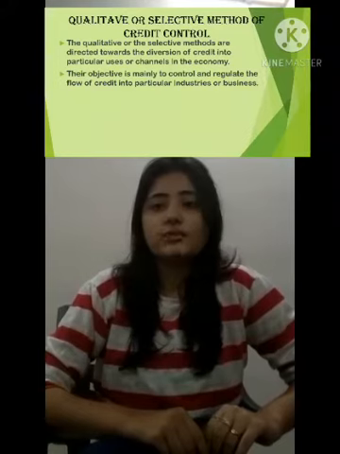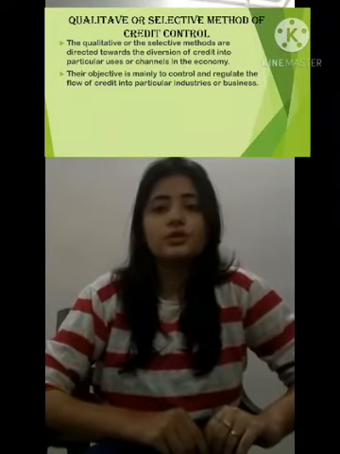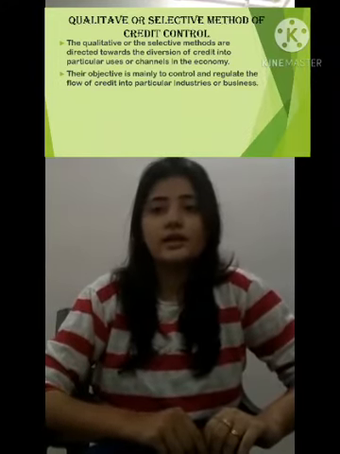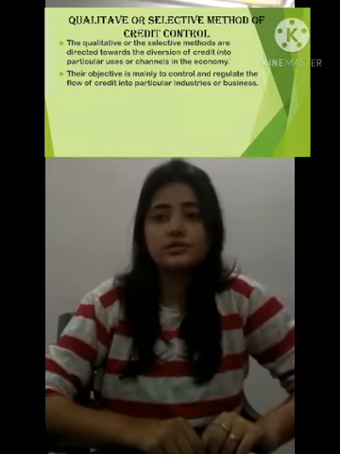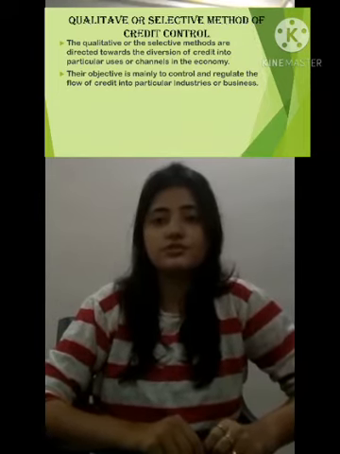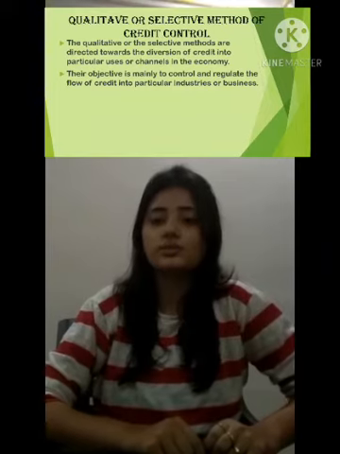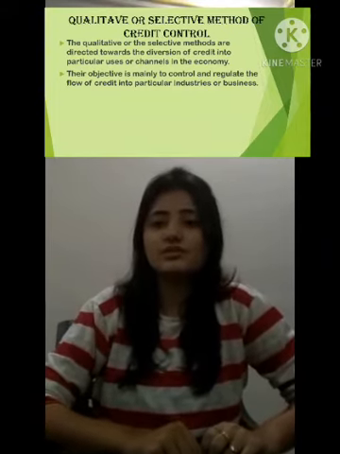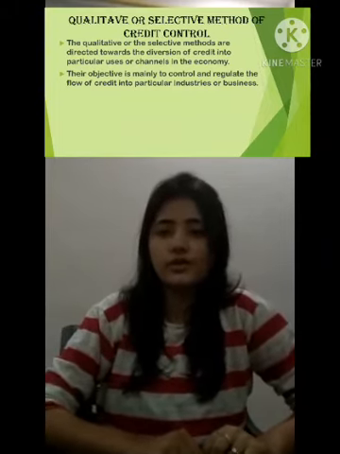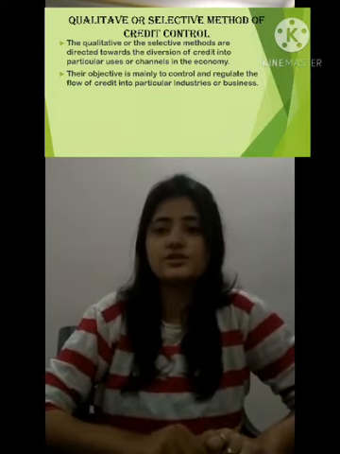Qualitative or selective method of credit control. The qualitative or selective methods are directed towards the diversion of credit into particular uses or channels in the economy. Their objective is mainly to control and regulate the flow of credit into particular industries or businesses.